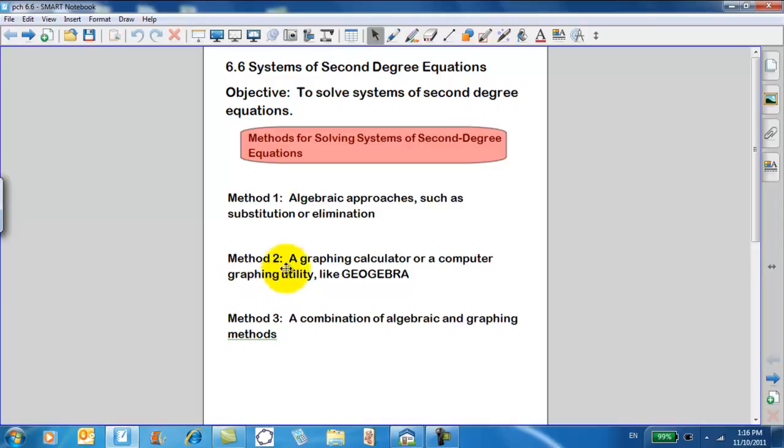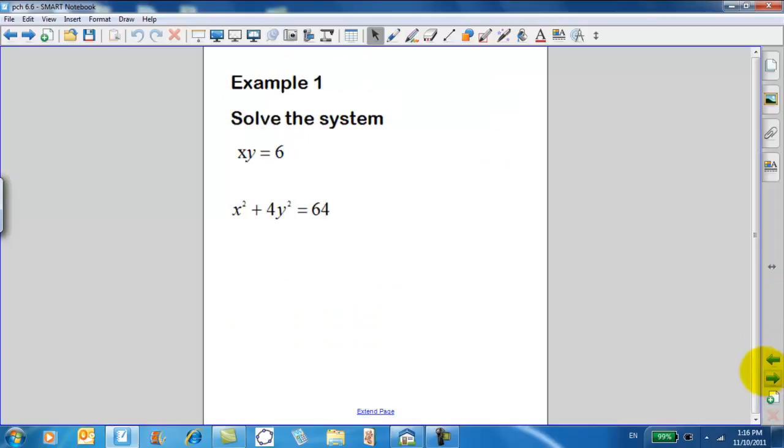Method 2 is the graphing calculator or GeoGebra. And then method 3 is a combination, which is probably what I prefer the most. A quick sketch can sometimes tell you how many roots to expect, maybe no intersections. So here's our first example.